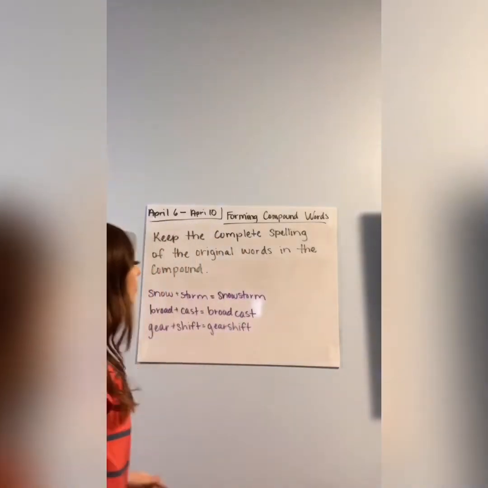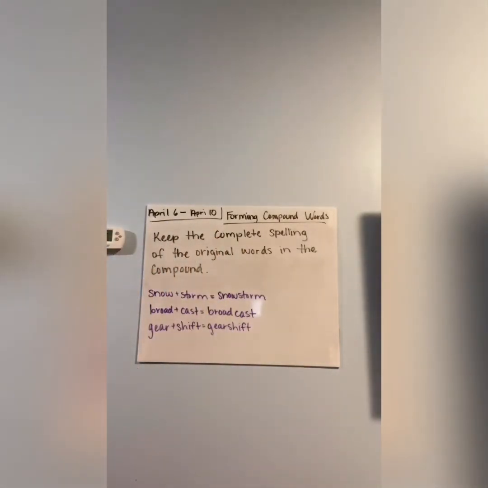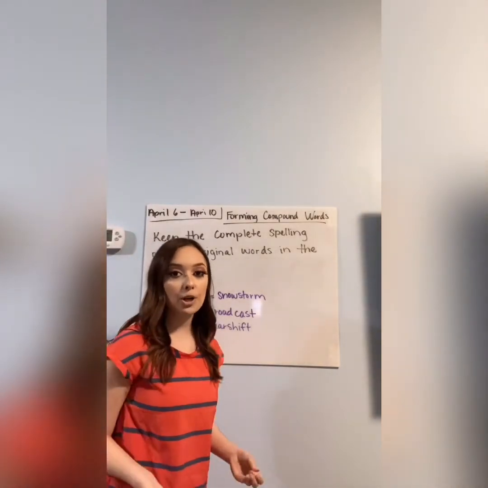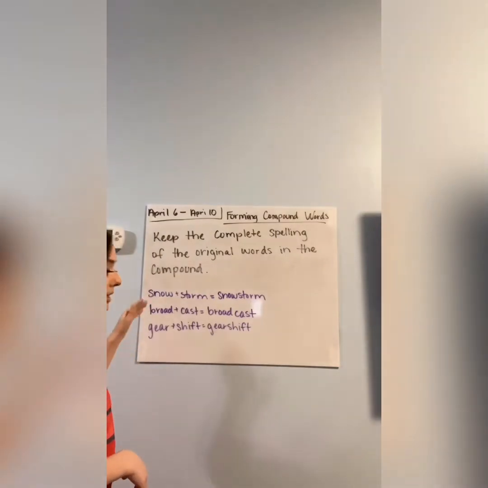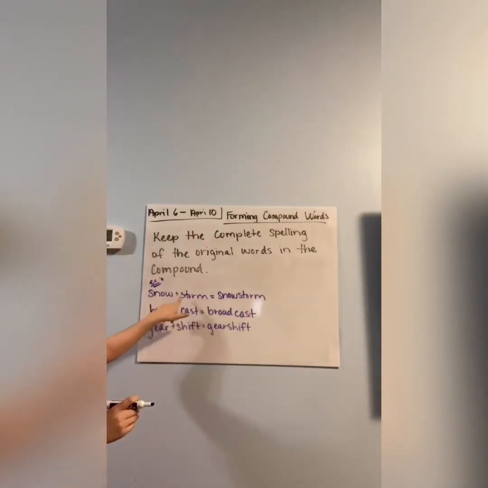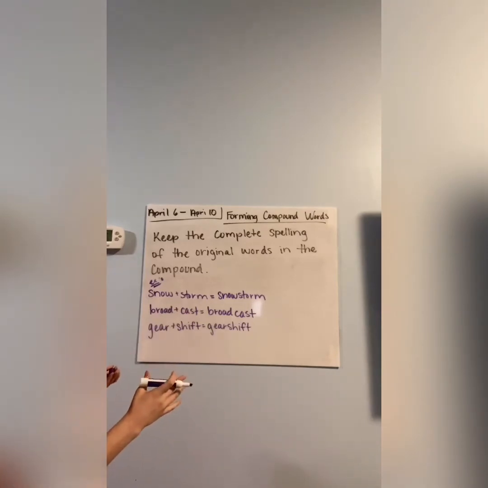Last thing that we're going to go over before we go over the exercises together is how to form compound words. So this is pretty simple. Whenever you form a compound word, all you're going to do is keep the complete spelling of the original word in the compound. So all you're doing is just combining the two words together. So your examples. First example is snow and storm. So all you're doing is combining these two words together to make it a compound word.